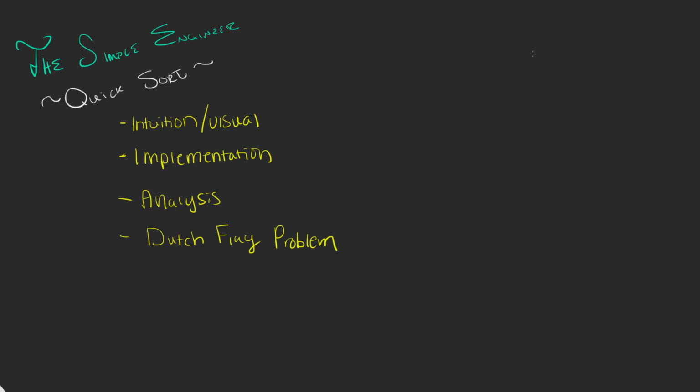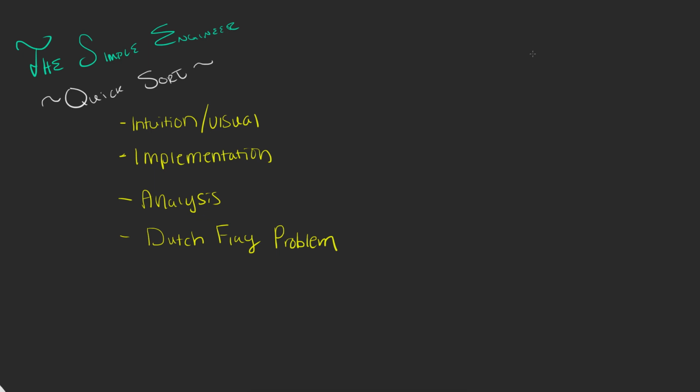Today we're going to be discussing a very popular algorithm known as Quicksort. And in this video I want to talk about the high-level intuition, a visual depiction of what the algorithm is solving, what it's attempting to do. I want to basically go over the implementation. We're going to be doing that in Java.